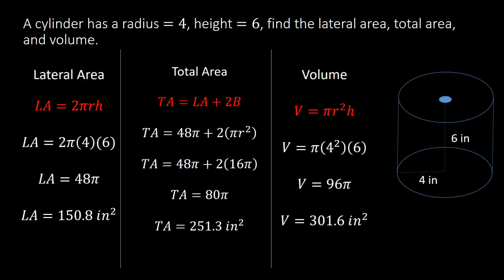And you can calculate each of these by plugging 3.14 in for pi if you wanted. And you see the answers for lateral area, total area, and volume would be right here. Volume, by the way, would be inches cubed, not inches squared. So that was my bad.